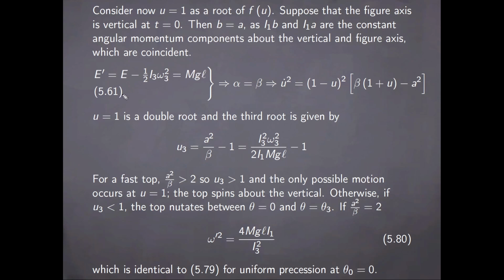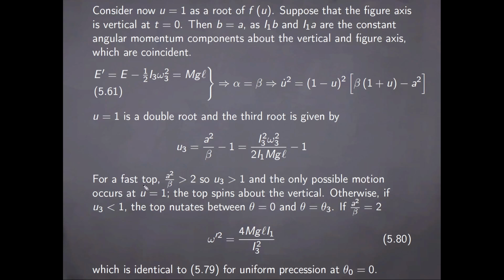So together with the definitions in the set of equations 561, it follows that alpha equals beta, which leads to the following form of our function f of u. So we see here that u equals 1 is a double root, and the third root is found by solving this equation, and is equal to the value here.